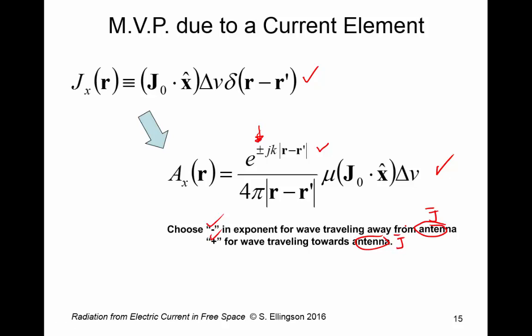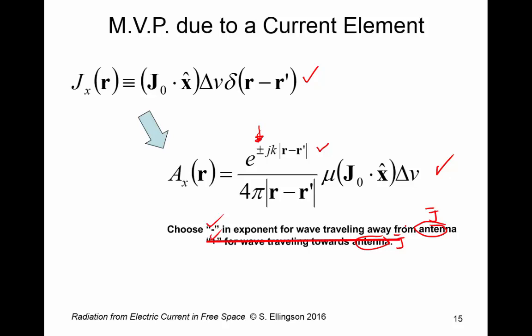That's a mathematical result, and one of these results is, of course, ridiculous. Sources don't generate waves which travel towards the source. They generate waves that travel away from the source. So that second possibility, the plus sign, is omitted.